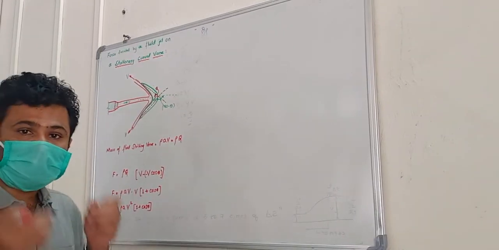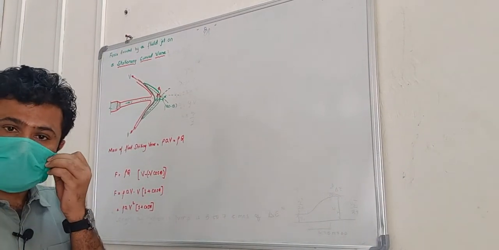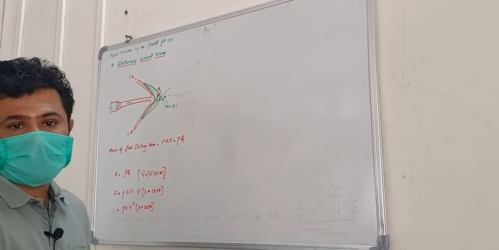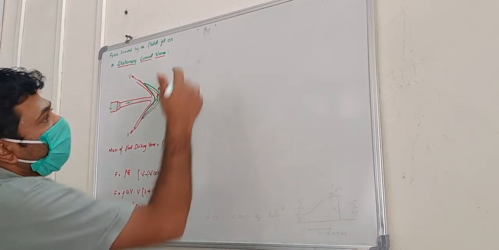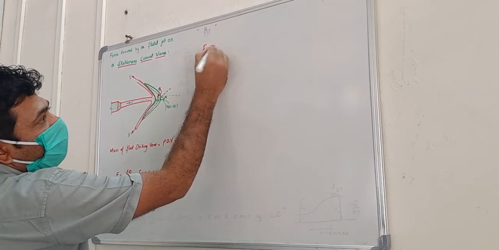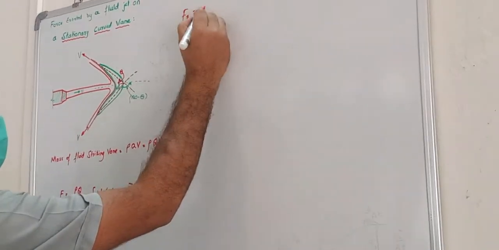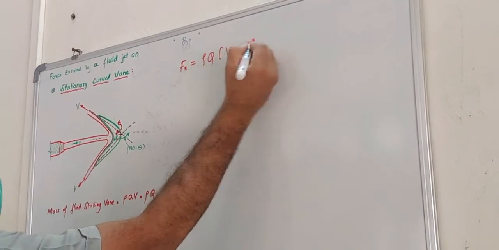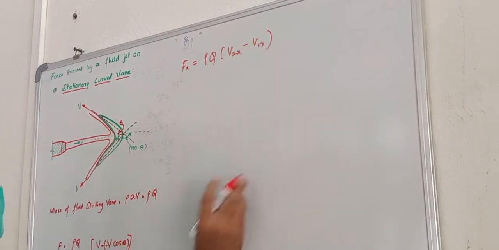Okay, shall we continue? So in the earlier session we had discussed the impulse momentum equation. So what was the conclusion of that equation? It was like this: the summation of all the forces in the x direction will be equal to rho into q into v2x minus v1x. This is what the equation was.